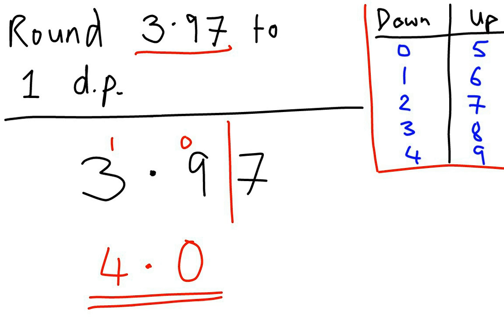Okay, I really hope that's been useful. If you found that relatively straightforward, please have a look at my video on rounding to 2 decimal places, which is also level 5 work, but that is slightly more difficult, level 5 or grade E at GCSE.